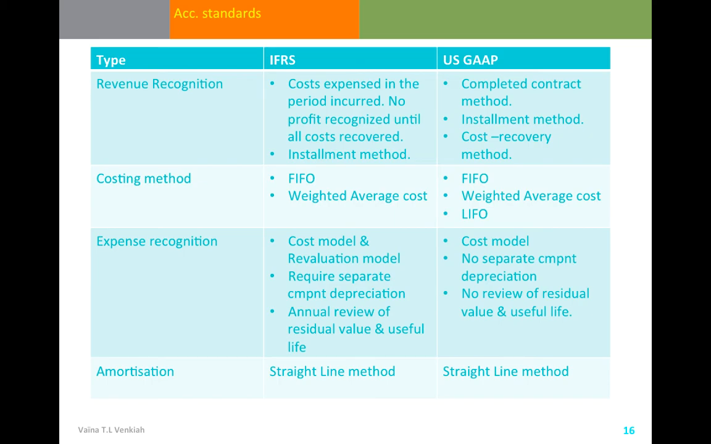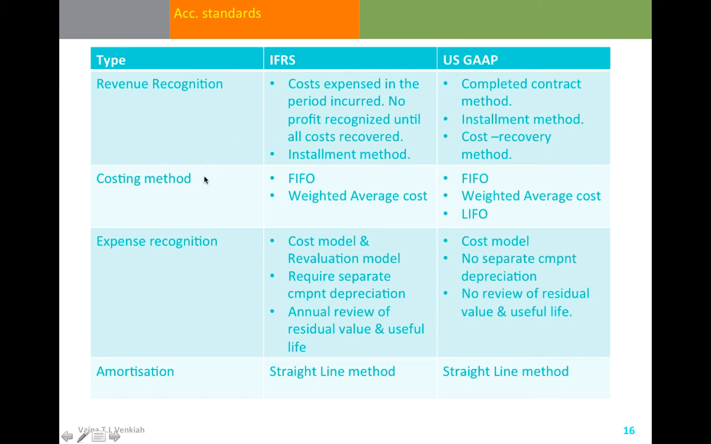And next, we're going to review accounting standards. So we've read about revenue recognition. There are two different accounting standards, IFRS and US GAAP. Under IFRS, cost is expensed in the period incurred, no profit is recognized until all costs are recovered, and you use the installment method. Under US GAAP, you use the completed contract method, the installment method, and the cost recovery method.